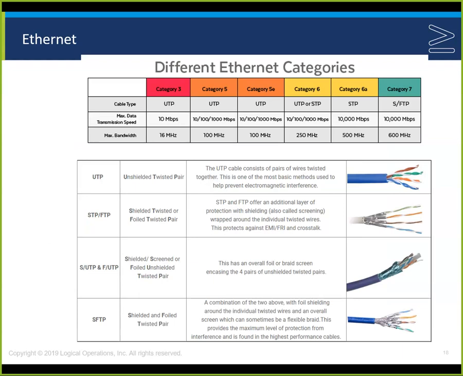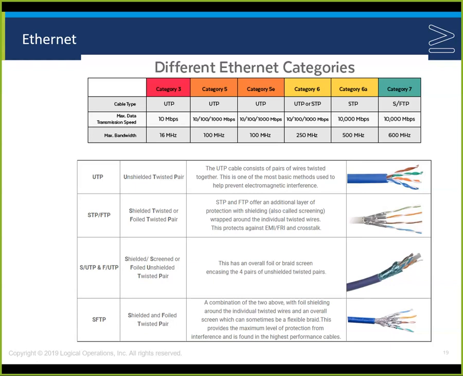Some of the other terminology that we would have here, different charts of what we have, the Cat 3, 5, 5E, 6, 6A, and 7, the cable type, UTP, unshielded twisted pair, until we get to Cat 6, UTP or STP. UTP, unshielded twisted pair, STP, shielded twisted pair.